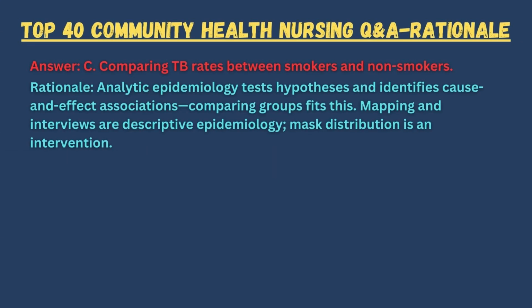Answer: C. Comparing TB rates between smokers and non-smokers. Rationale: analytic epidemiology tests hypotheses and identifies cause and effect associations. Comparing groups fits this. Mapping and interviews are descriptive epidemiology. Mass distribution is an intervention.